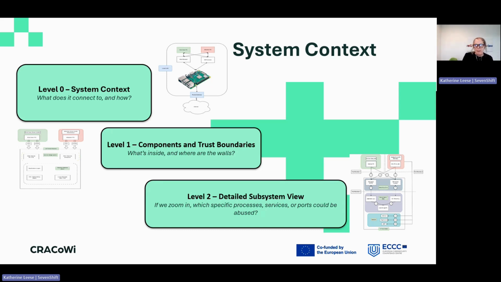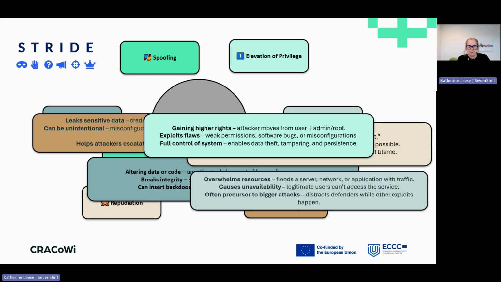And then level 2 is the more detailed subsystem view. Here we're looking at specific processes inside the device. We're looking at the services, and we're looking at the physical ports at this part. This is the greatest amount of depth that we will go to. Depending on your product, you might not need to go as deep as level 2, but I wanted to cover that today regardless. So here, I'm going to give you an overview of STRIDE.